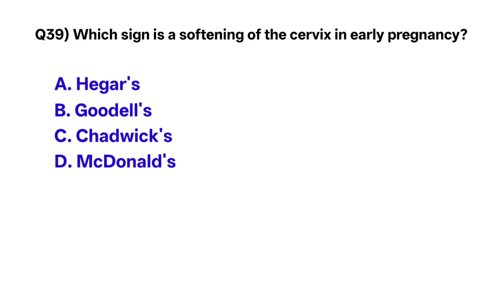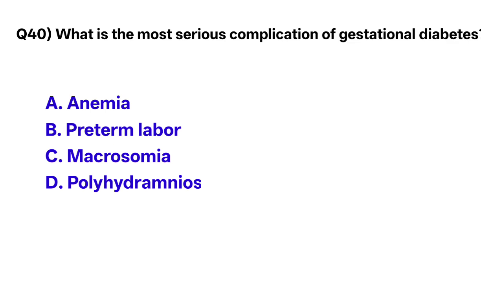Question number 39. Which sign is a softening of the cervix in early pregnancy? The correct option is B. Goodell's sign. Question number 40. What is the most serious complication of gestational diabetes? The correct option is C. Macrosomia.